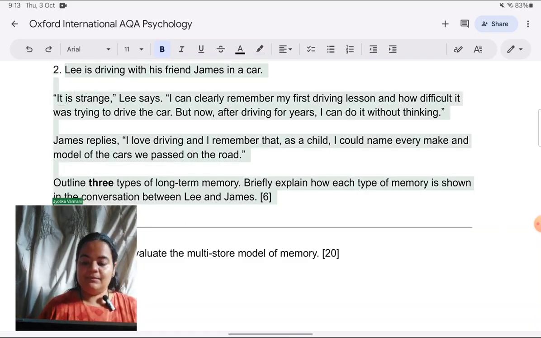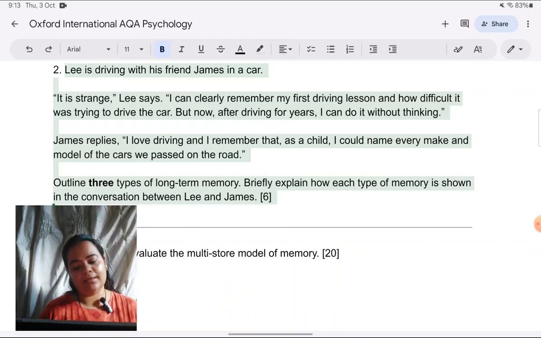Lee is driving with his friend James in a car. It is strange, Lee says. I can clearly remember my first driving lesson and how difficult it was trying to drive the car. But now, after driving for several years, I can do it without thinking. James replies, I love driving, and I remember that as a child, I could name every make and model of the cars we passed on the road. Outline. The command term is outline. 3 types of long-term memory. Briefly explain how each type of memory is shown in the conversation between Lee and James.